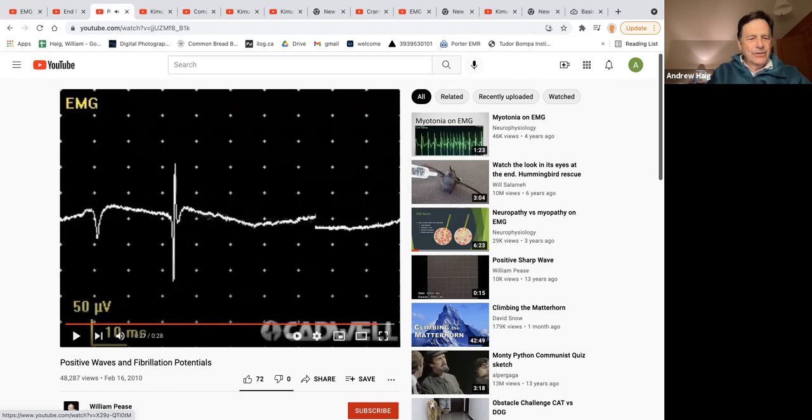So on the left-hand side is a positive wave. The next one's a fibrillation. Neurophysiologically, they mean the same thing. And if people remember, if these fibs get really small, like less than 50 microvolts, it's probably a lesion that's over a year old. So look at this, it says 50 microvolts per division. This fib is 50, 100, 150, 200. It's over 200 microvolts, so it's a more recent injury, okay?